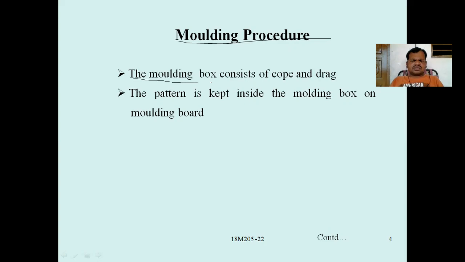the molding box consists of cope and drag boxes. We have already discussed in previous classes the molding devices, the components of molding boxes, and different tool holders. In the molding procedure, mainly we have two types of box, the cope box and the drag box.